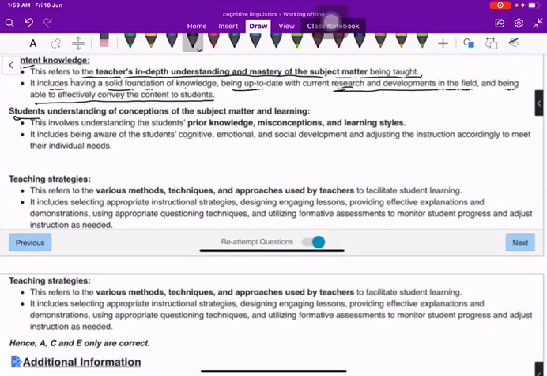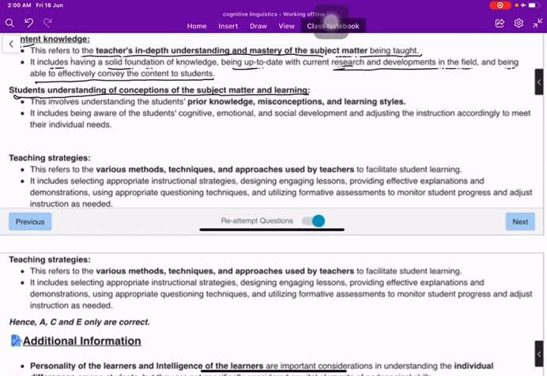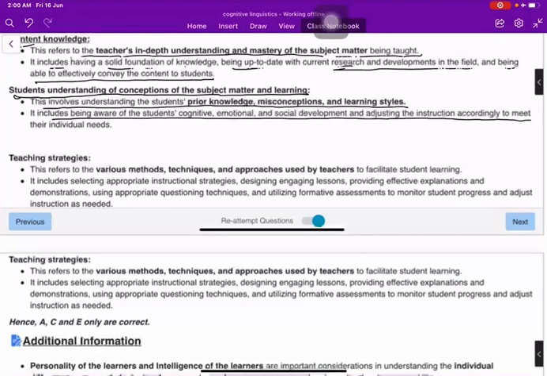Now, the next, students' understanding of conceptions of the subject matter and learning. This involves understanding the student's prior knowledge, misconceptions, and learning styles. Includes being aware of the student's cognitive, emotional, and social development and adjusting the instruction accordingly to meet their individual needs.